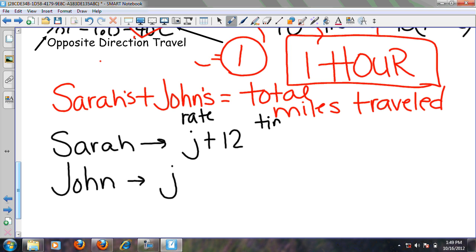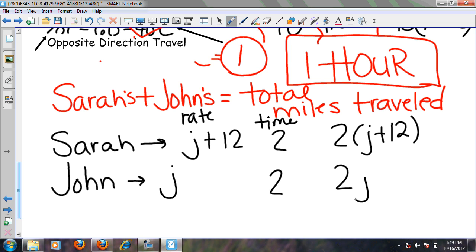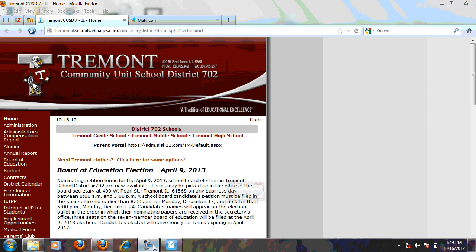Now their time. How long did it take them to travel? 2 hours. So the time is 2 hours and the time is 2 hours. Now let's look at their distance. Rate times time. So 2 times J plus 12 and 2 times J. From there, using our formula, Sarah's travel distance plus John's distance equals the total miles apart that they are. See what you get for your answer, and we'll check it in the morning.